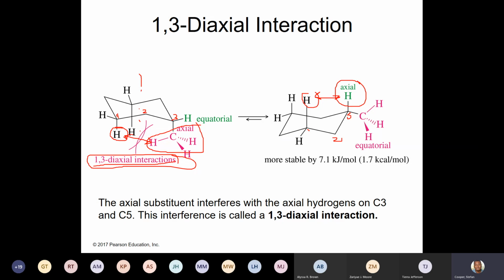So placing things in the axial position typically gives those 1,3 diaxial interactions. There are actually 2 of them here. I can go this way, I can also say 1, 2, 3 here, and this H is also interacting with this. So I got 2 1,3 diaxial interactions that are causing this chair conformation to be higher in energy than when I can alleviate that by moving this into the equatorial position.